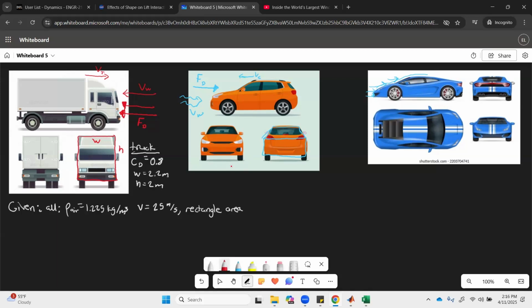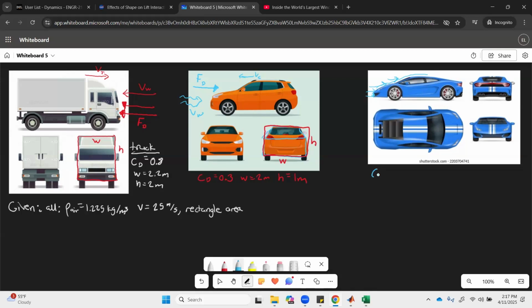Now for this small SUV here, we remember from before that the drag coefficient for a car is between 0.2 and 0.3. Since this is an SUV, we're going to say it is about 0.3. So it would be slightly on the higher end of that. Width of this equals 2 meters. And then height, we'll say here is the width, and then here is the height. And just for simplicity, we're going to call this a rectangle. And the height here equals 1 meter.